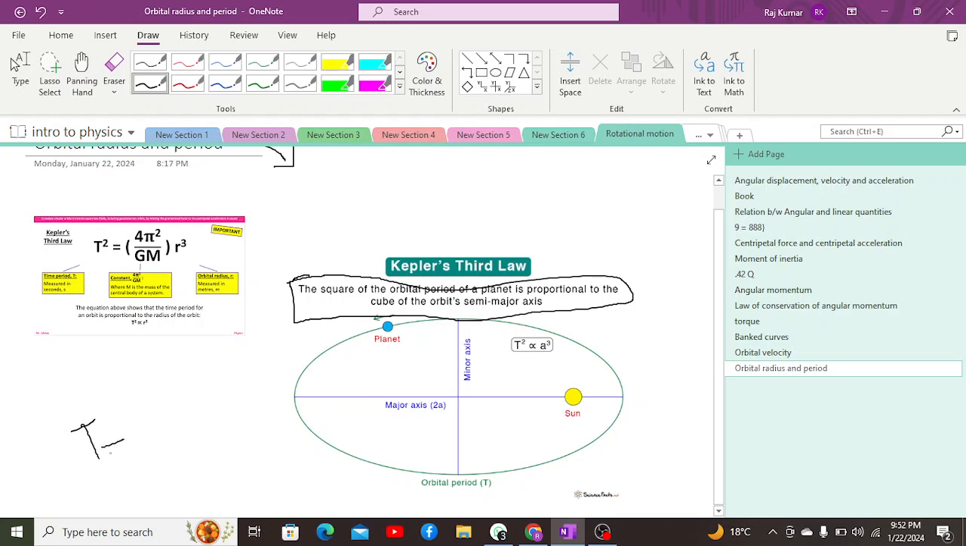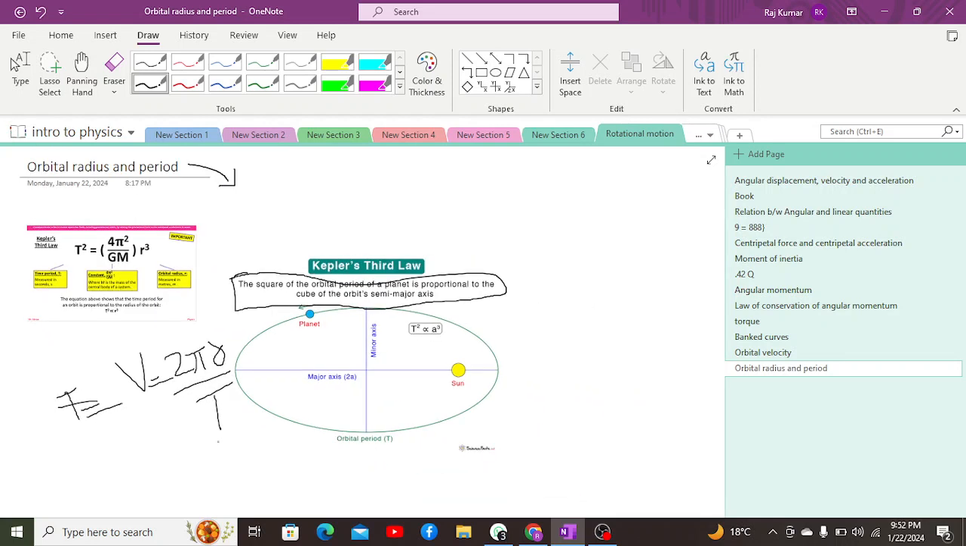We know the formula for velocity first and foremost is 2 pi r upon t. How did it come? We already know about it. We know that here v is equal to r omega, right? And omega here is 2 pi upon t. So when we multiply it, v is equal to 2 pi r upon t, right? Now what we are going to do is put in the value of v.